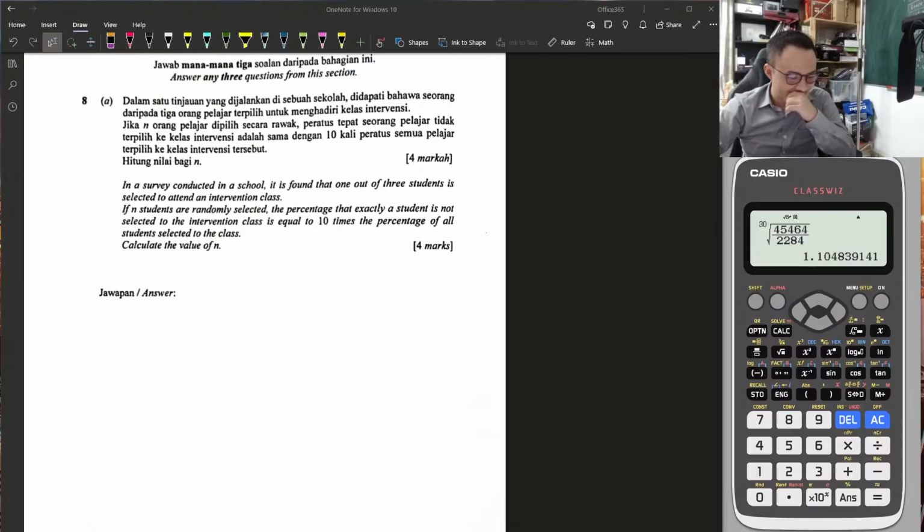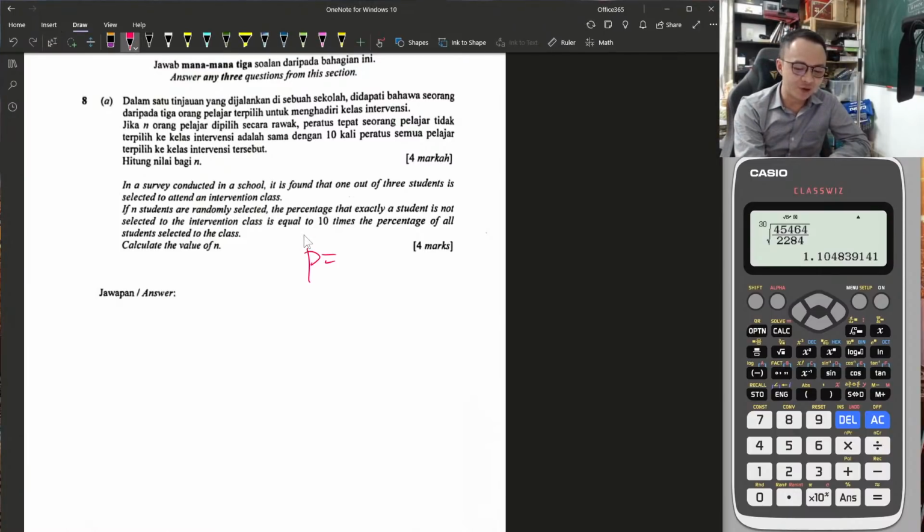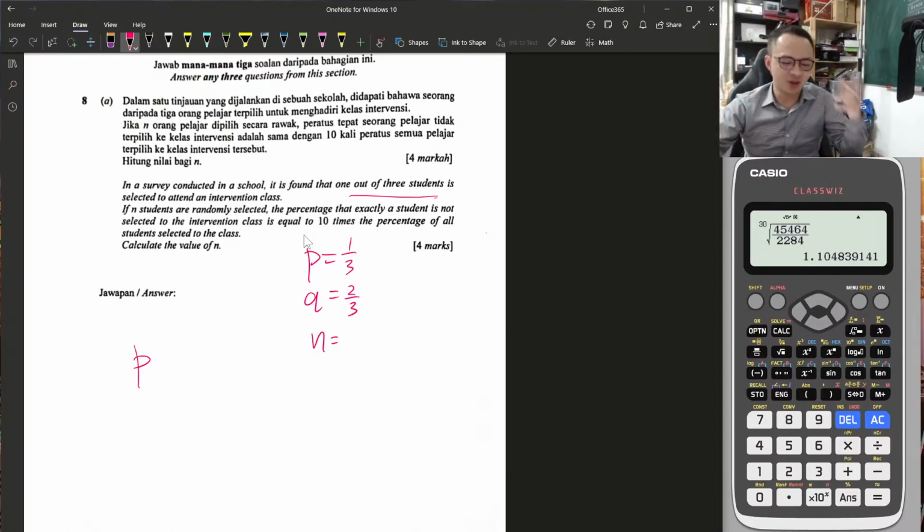Alright, I guess this is a binomial. My P is 1 out of 3 students, so it's 1 over 3. Q is just 2 over 3. We do not know what our n value is. But over here, we can use probability as equal to percentage. So right now they say a student is not selected. I will assume all the students selected is n, so having one student not selected, I will assume it's n minus 1.